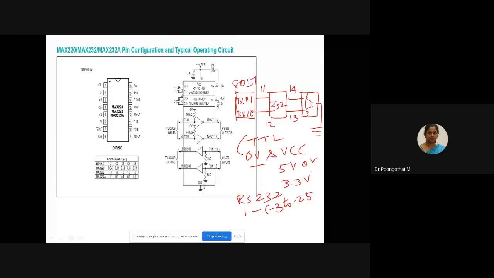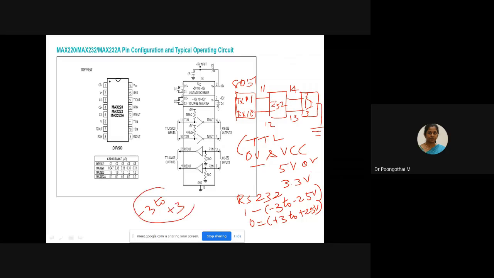Similarly, logic 0 is between plus 3 to plus 25 voltage. So here the value between -3 to plus 3 is the undefined one. Okay. And also it's very difficult to write programs for accessing your serial port.